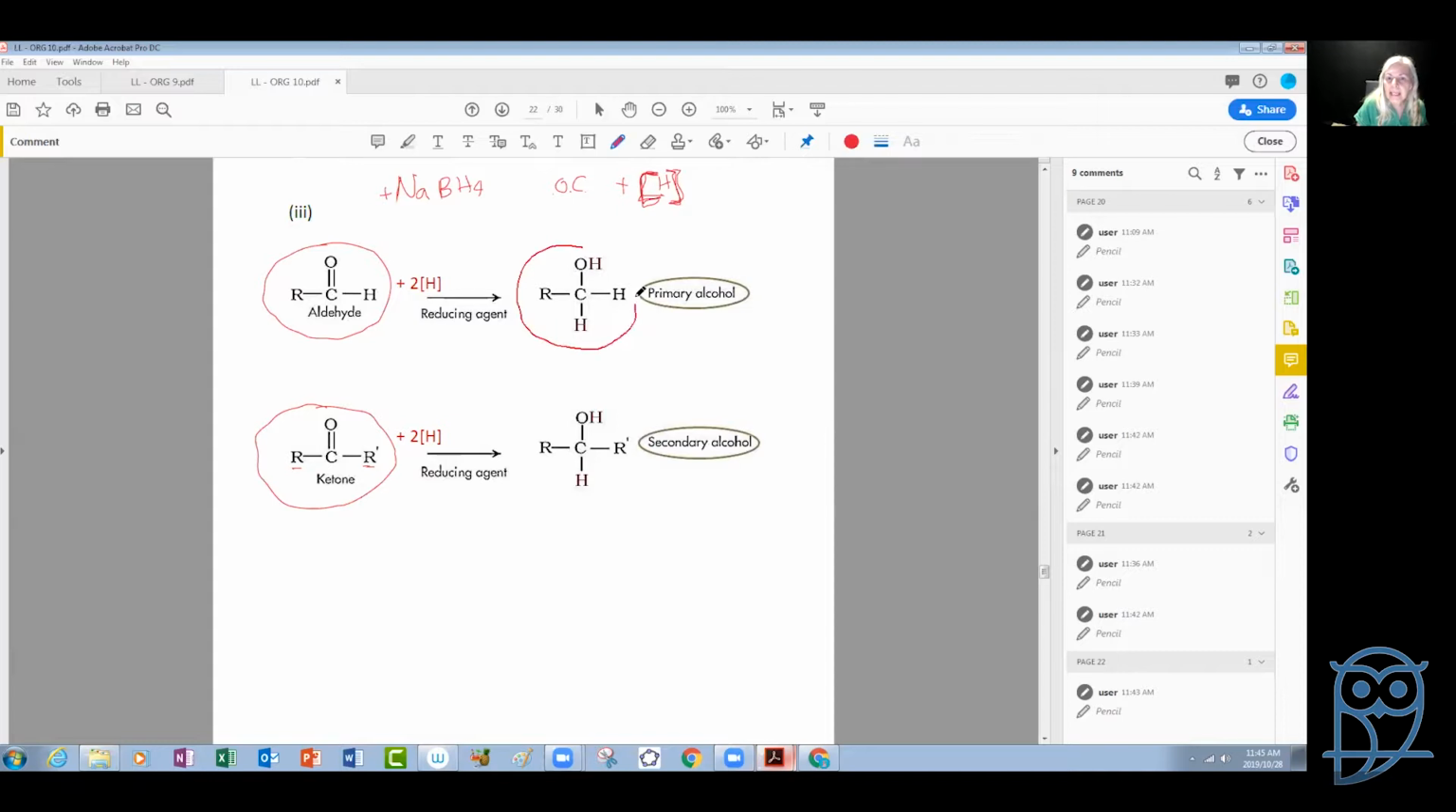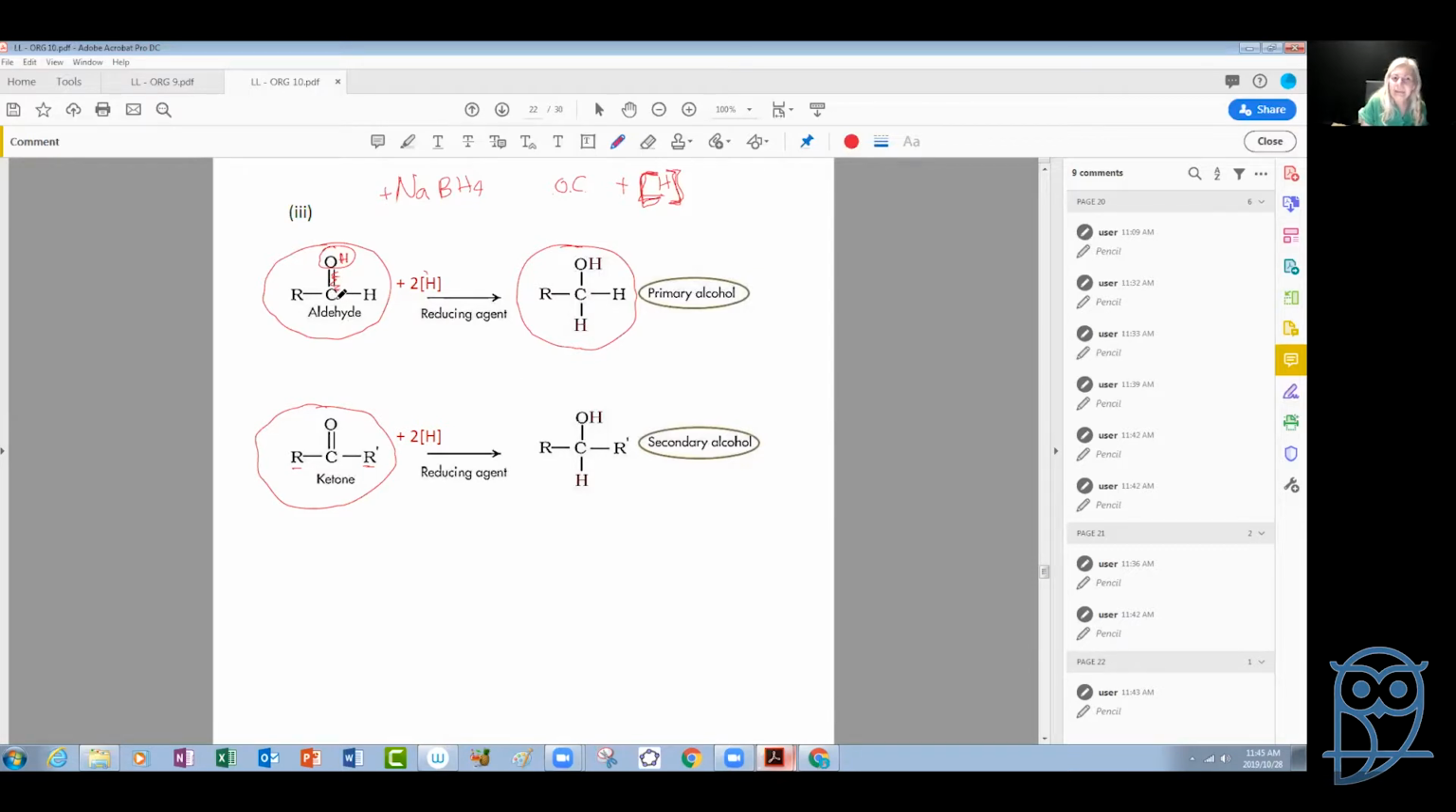It makes a primary alcohol because you see here that we'll have a hydrogen joining the molecule of the aldehyde, and this hydroxyl group now produced, obviously this bond disappears, is connected to the last carbon in the molecule. That is why it's a primary alcohol. So this would be the general formula of this primary alcohol produced.